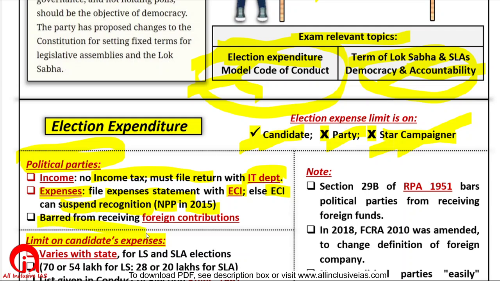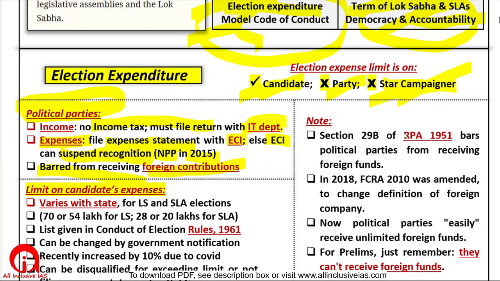One thing for prelims, very important: political parties cannot receive foreign contributions. Representation of People's Act 1951, Section 29B clearly says that political parties cannot receive foreign funds. There is another law as well, FCRA 2010, that also says that political parties cannot receive foreign funding. However, in 2018, the government amended this FCRA Act. The amendment was such that political parties can now easily receive foreign funds.